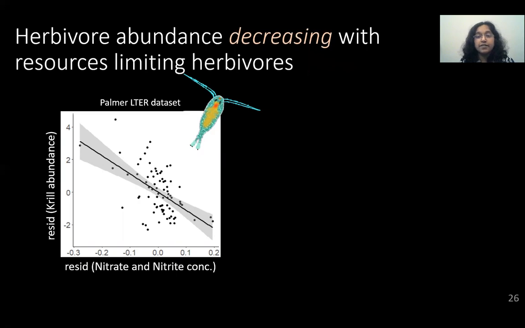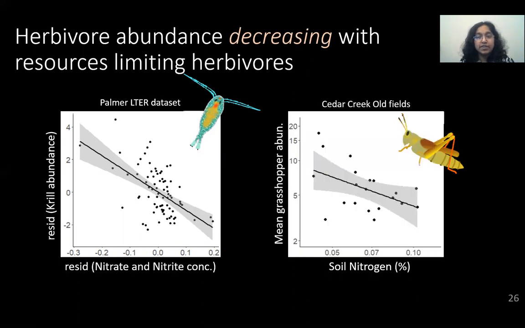We also found evidence for this in grasshoppers in terrestrial systems. In a multi-year study in the old fields around Cedar Creek, grasshopper abundance decreased with increasing soil nitrogen content. All these examples provide preliminary tests of our model predictions. More rigorous studies from different systems are needed in the future to validate the model fully.